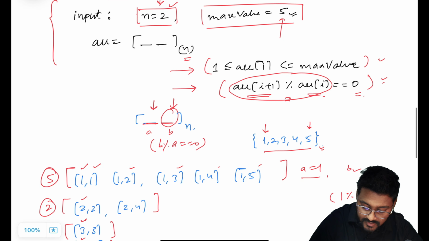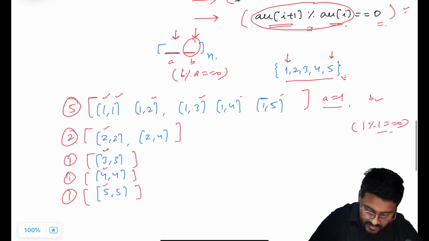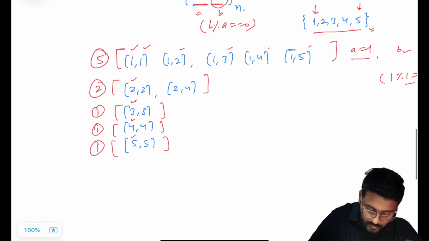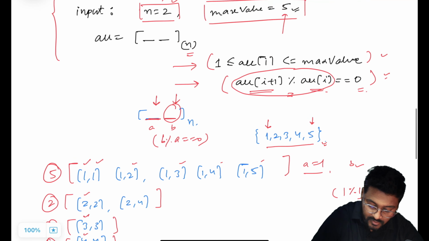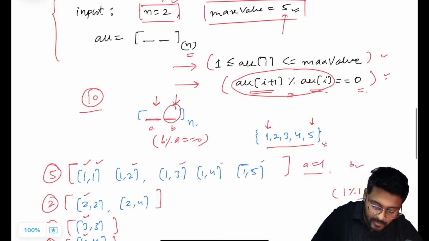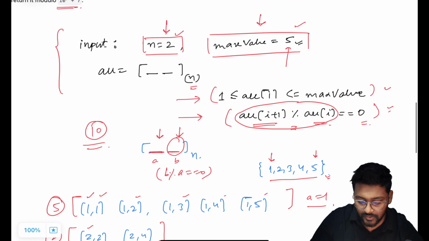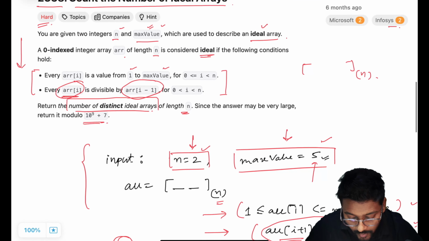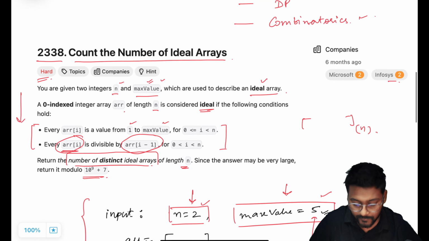And what is our answer? Our answer is the sum of these ideal subarrays. And the sum of these ideal subarrays is 5 plus 2 plus 3, which is 10. So 10 is going to be my answer. We have to return 10 for this example. So I hope the problem statement is now clear to you.